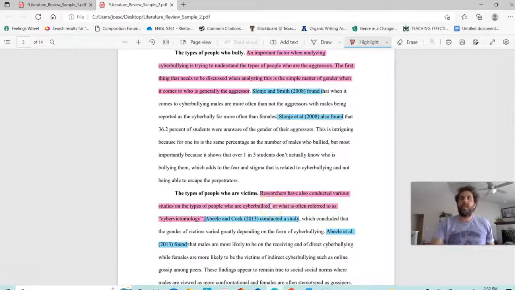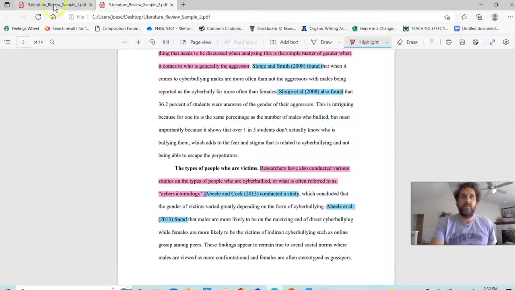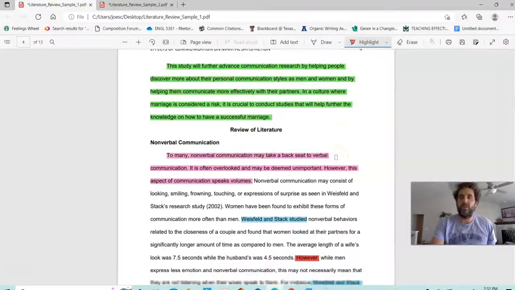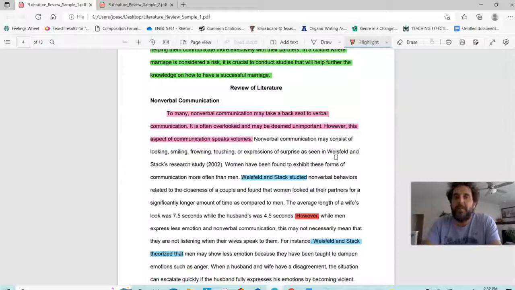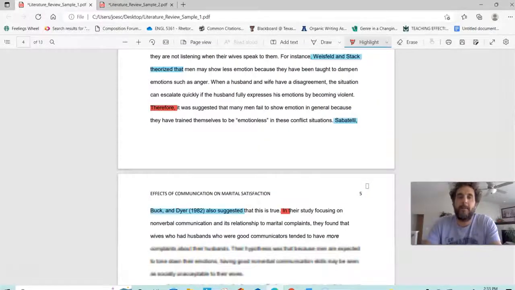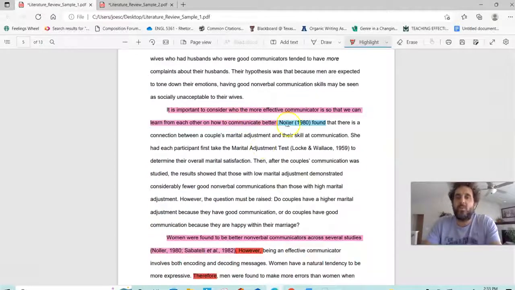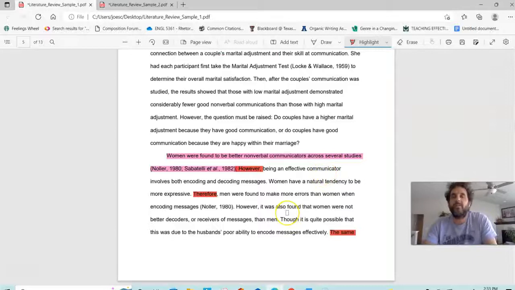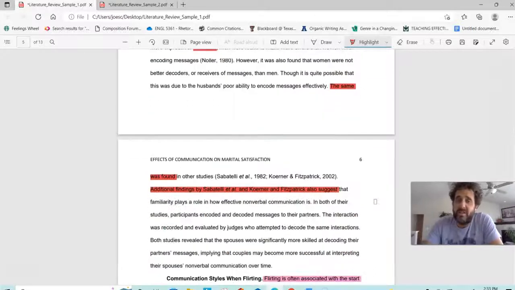So what I'm trying to show here, and I'll move to literature review sample number one to show you, is that the same thing happens there. These pink parts here are topic sentences that introduce a topic. They tell us what all these sources are going to be talking about. So I would pay close attention when you read back through these samples to what these writers are doing with the first sentence of each paragraph.